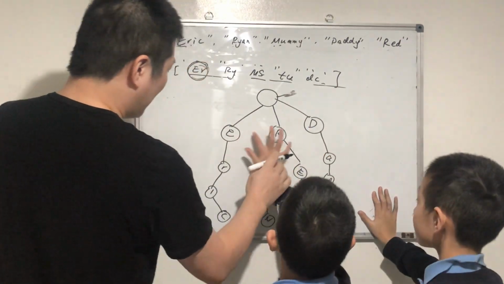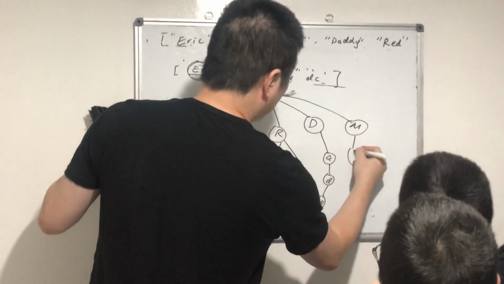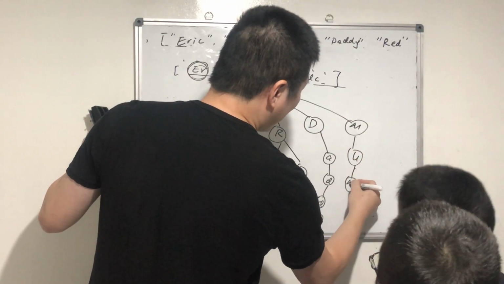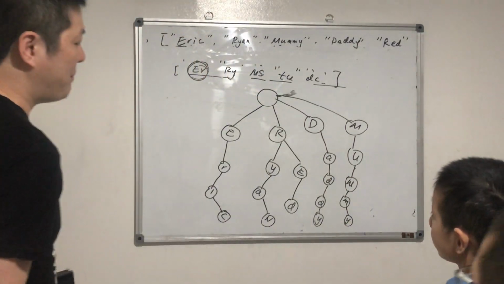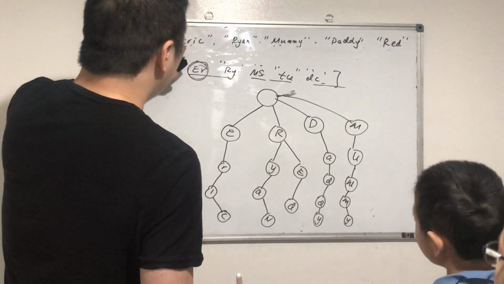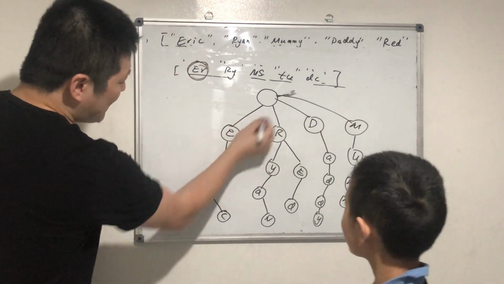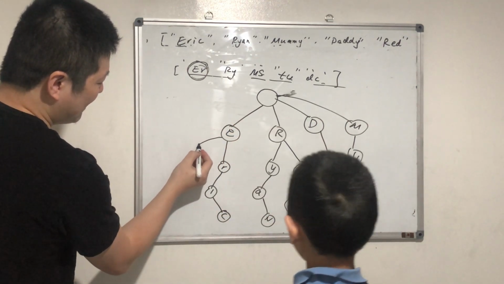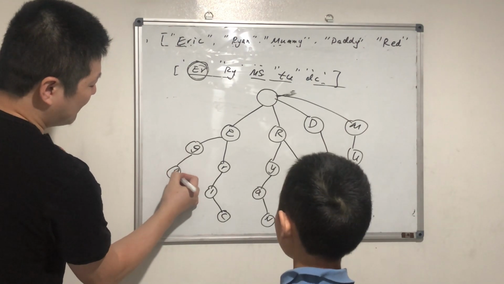Mommy. Ma. So you get the meaning, yeah? Okay, mommy. I got the red. Another one. Let's say Ethan, okay? Put the Ethan. E. I got E here, so E. Egg. E-G-G, okay? So that's it.